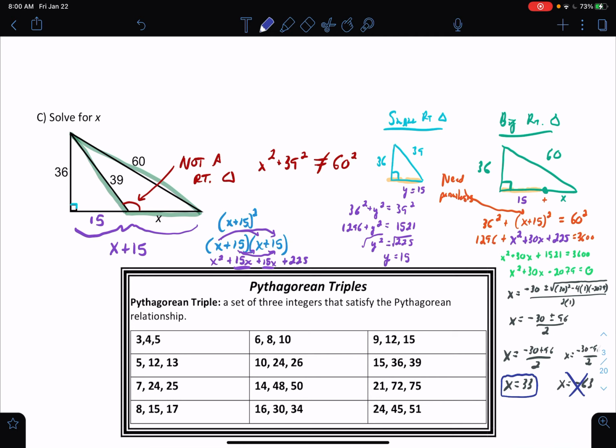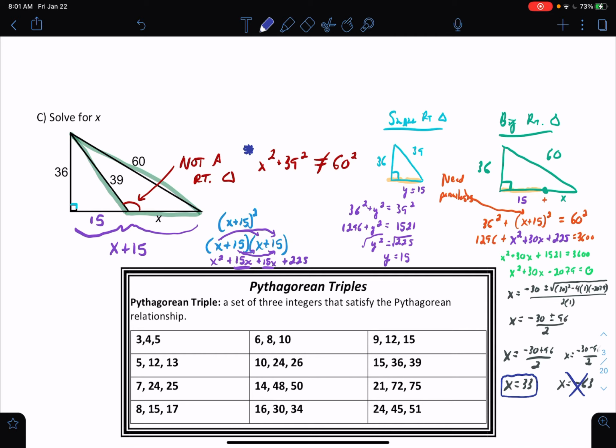Okay, so problems like that, yes, they are a lot of work. You're using the Pythagorean Theorem a couple times. You've got quadratics in there. Some things to really make sure you're paying attention to: you cannot do x squared plus 39 squared equals 60 squared. It has to be a right triangle.